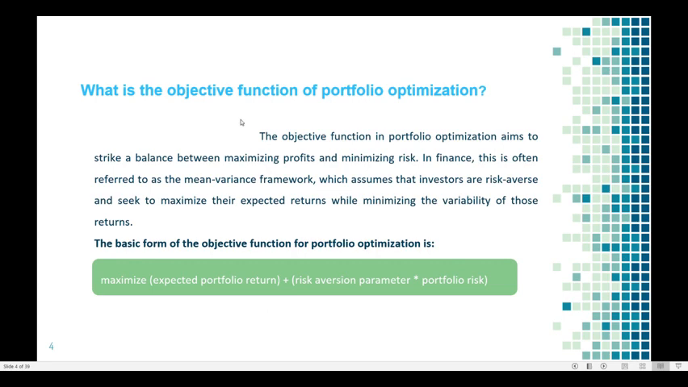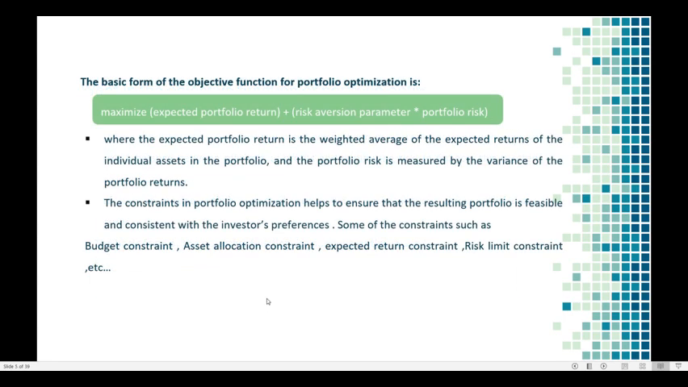So what is the objective function of portfolio optimization? Portfolio optimization has different objective functions. The most basic form of the objective function is the expected portfolio return plus the risk aversion parameter times the portfolio risk. The expected portfolio return is the mean of the expected return, as we discussed in the previous slides. The portfolio risk is measured by the variance of the portfolio returns.